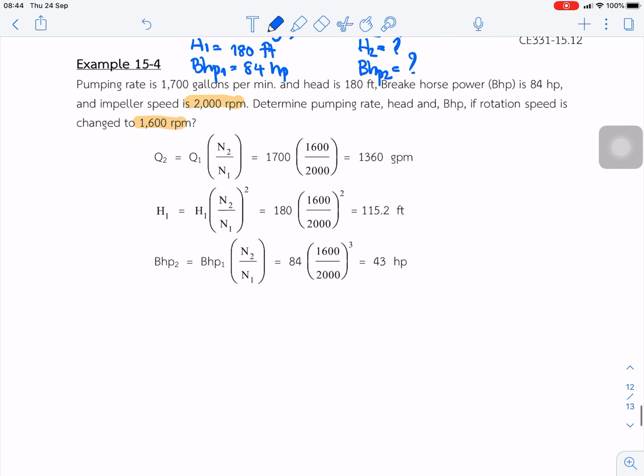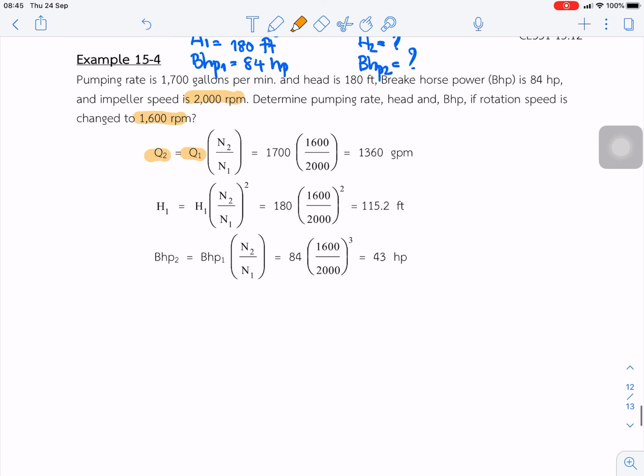Based on the above equations, Q2 and Q1 are in first order proportion to the speed, so Q2 is smaller, 1360. Head 2 is reduced to 215, and brake horsepower 2 is reduced from 84 to 43.